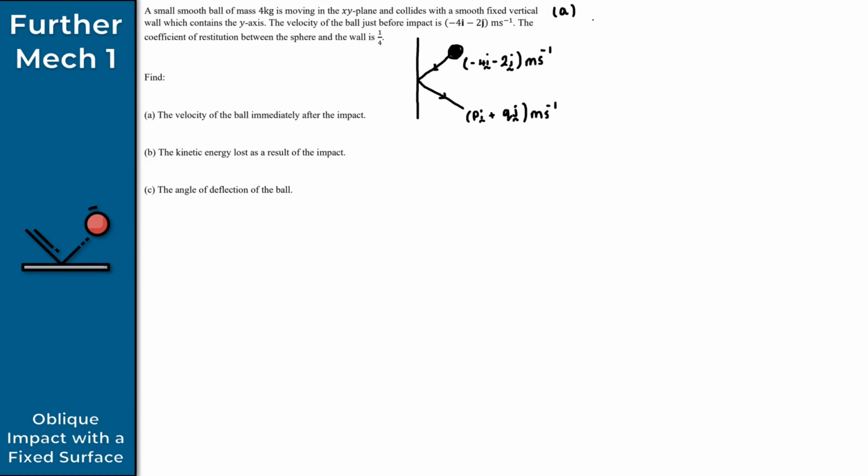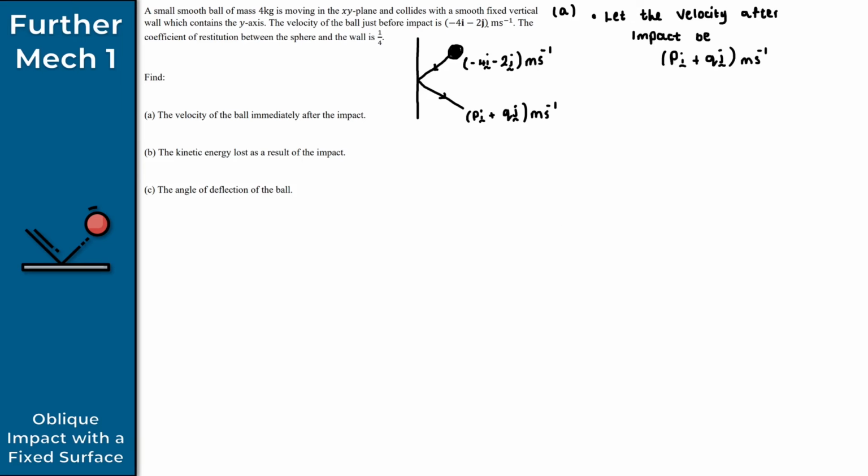I'll just make a quick note here then. So as we've just said, let the velocity after impact be, apologies, by the way, my handwriting is always shocking, but hopefully you can read this, pi plus qj meters per second. Okay, perfect. So that's always a good starting point here.